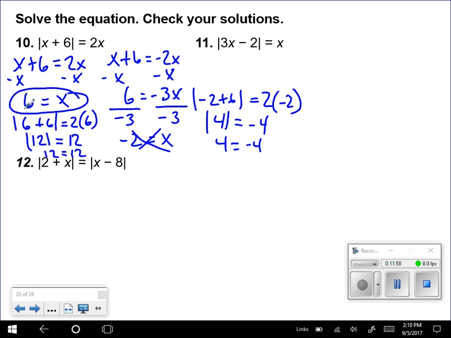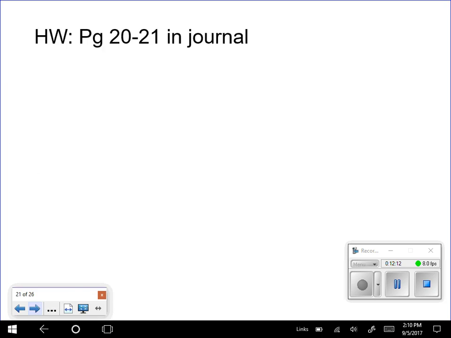So I want you to try 11 and 12, and let me look at them. Some may have extraneous solutions, others may not. So make sure you check your answers and then show me your notes. And then your homework is actually in your journal, okay? Page 20 and 21, it's just numbers 1 through 9. Just more practice with our absolute value equations.